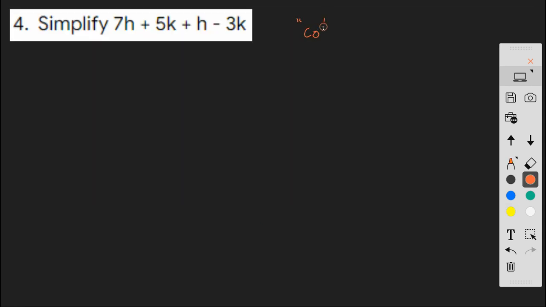Question 4. We've seen quite a few examples in recent days of collecting like terms, and the reason that these appear quite regularly in your 5 a day is that students do make mistakes whenever minus signs or negative signs appear in these exercises. And the key is to understand that this plus sign relates only to the term 5k. This plus sign here relates only to the plus h, and our minus only relates to the 3k here.